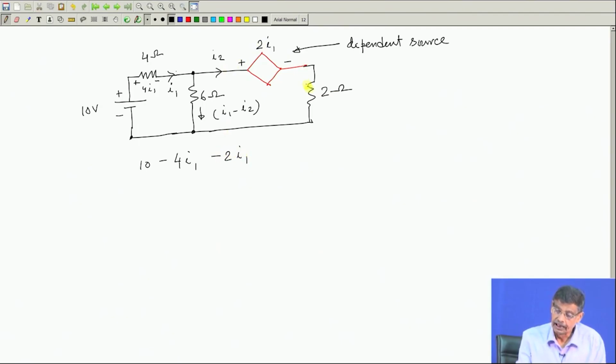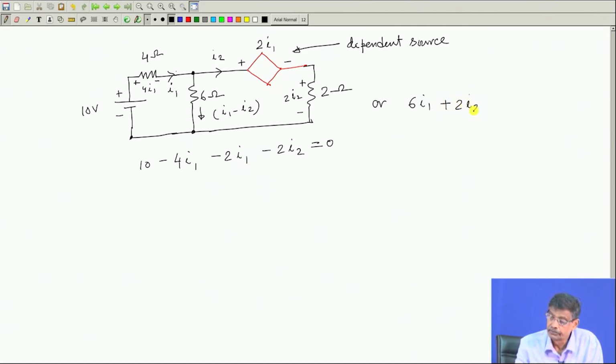I reach this point, and the voltage between these 2 points is 2 I 2, with this polarity. So, minus 2 I 2, and I have come back to this point, no drop here. So, that is equal to 0. So, one equation is therefore 6 I 1, take everything on the right hand side, plus 2 I 2 plus 2 I 2, and it is equal to 10. This is equation 1.